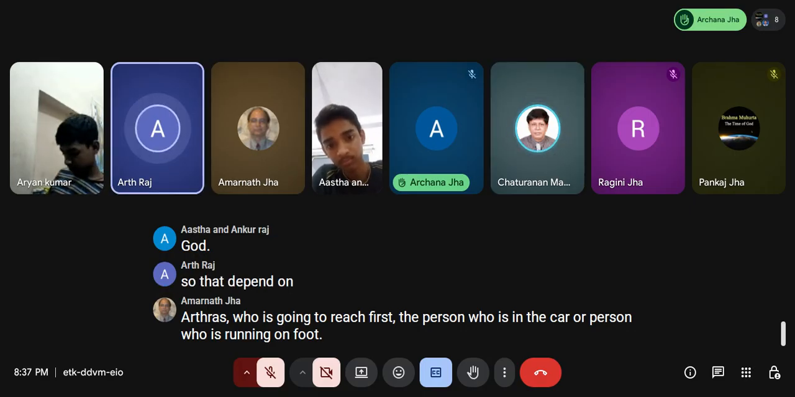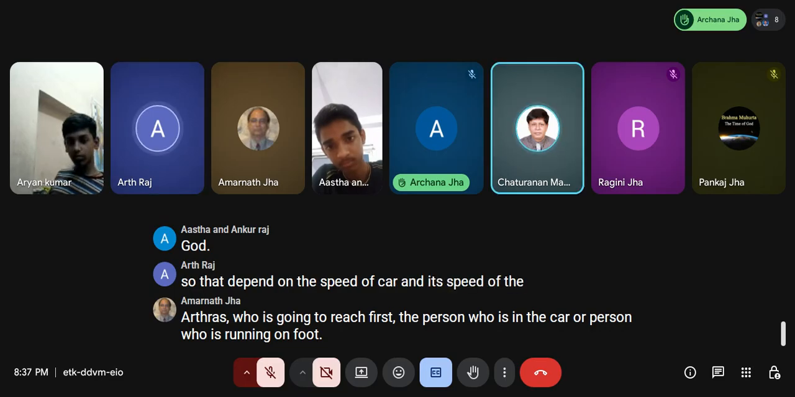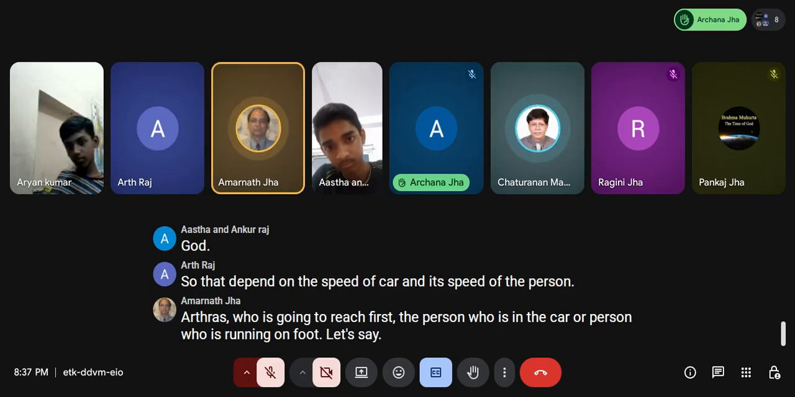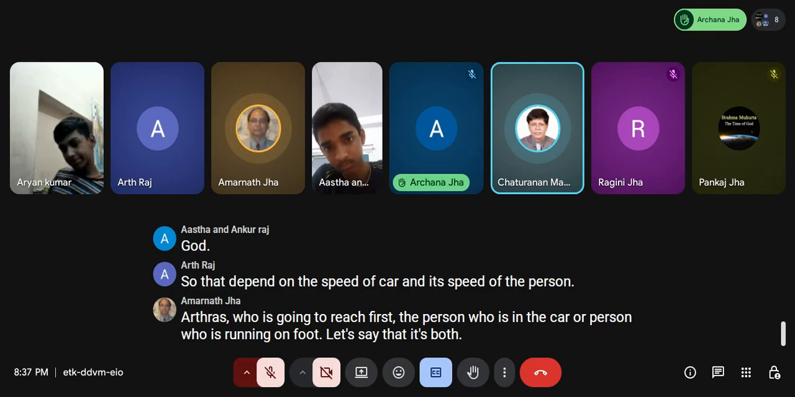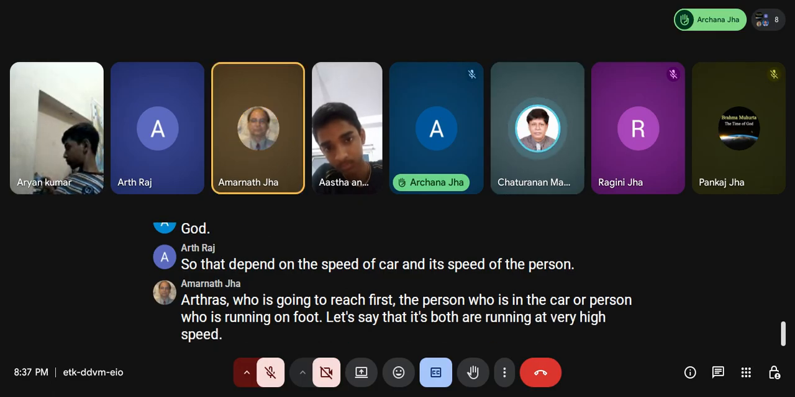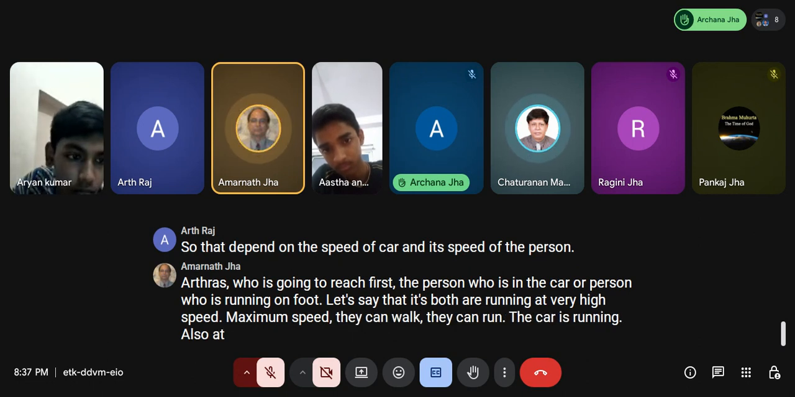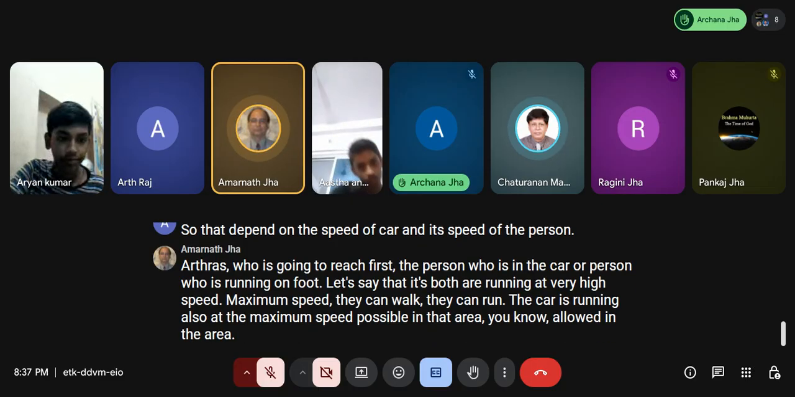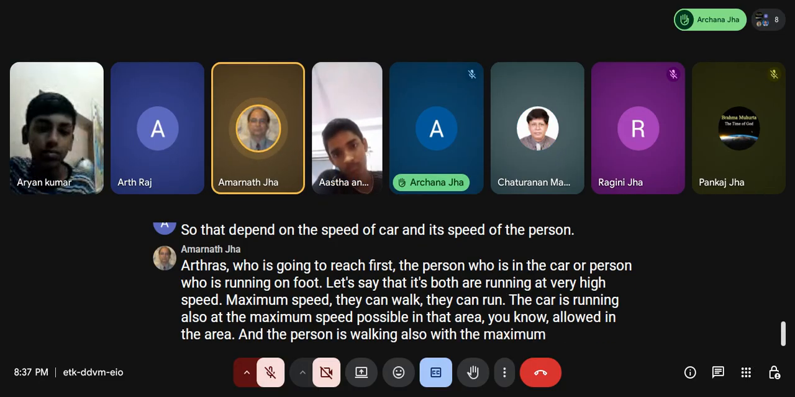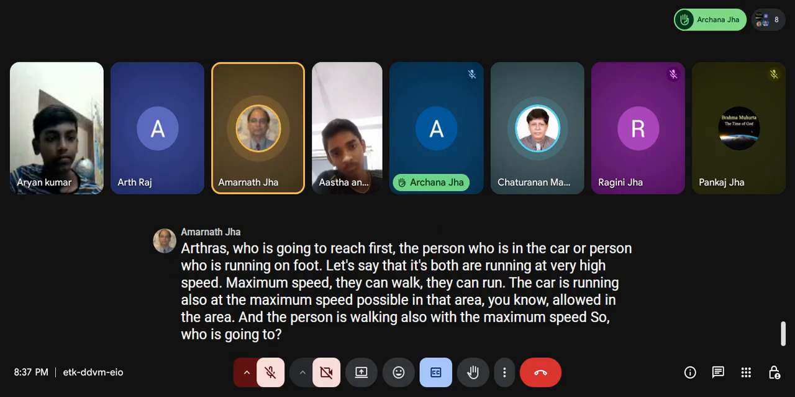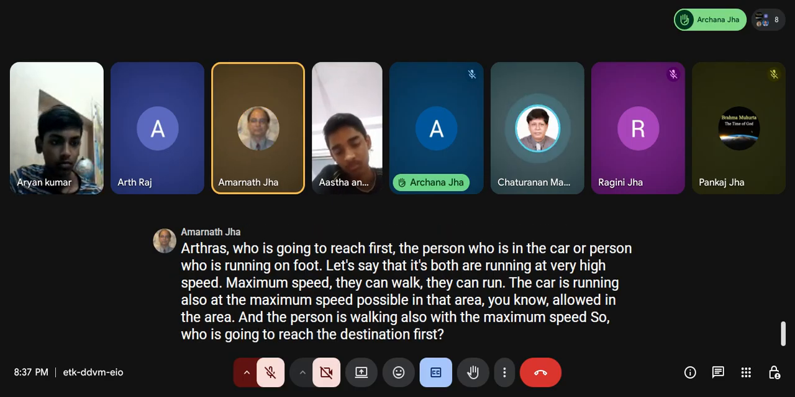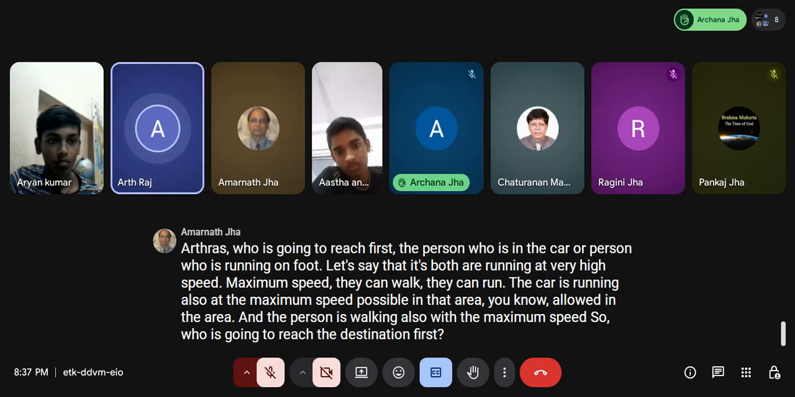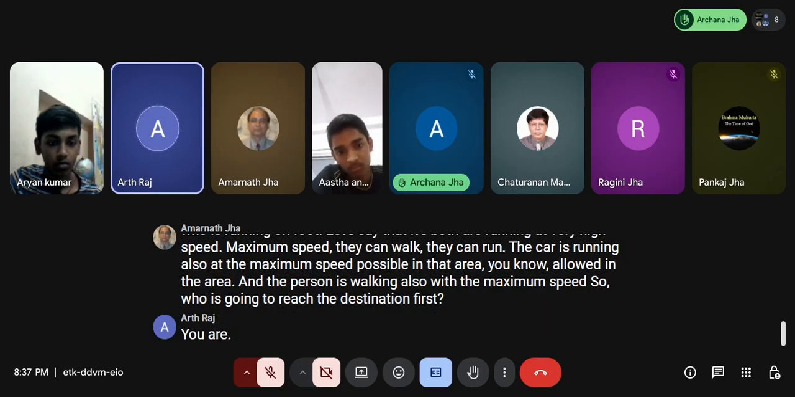Sir, that depends on the speed of the car and the speed of the person. Let's say that both are running at very high speed, the maximum speed they can run. The car is also running at the maximum speed allowed in that area, and the person is walking also with the maximum speed. So who is going to reach the destination first? Sir, the car, the person who is sitting in the car.